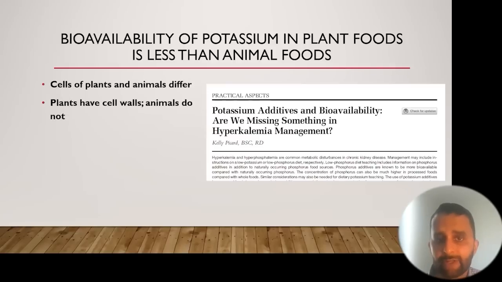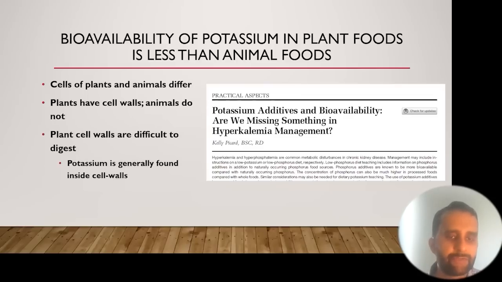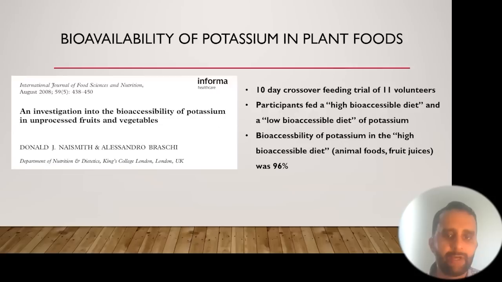The bioavailability of potassium is a recent consideration. It's similar in thought process to the issue of phosphorus in plant foods. Some people think that the presence of cell walls in plant foods helps prevent the absorption of all of the potassium in plant foods, whereas animal foods do not have cell walls. And there's a variety of studies to suggest this.